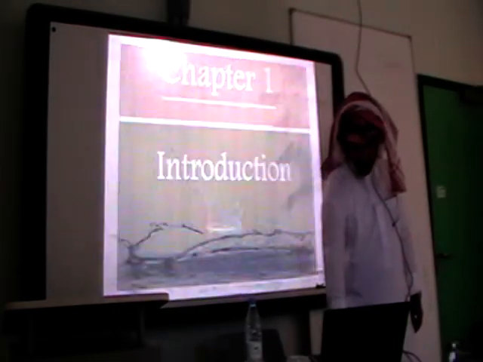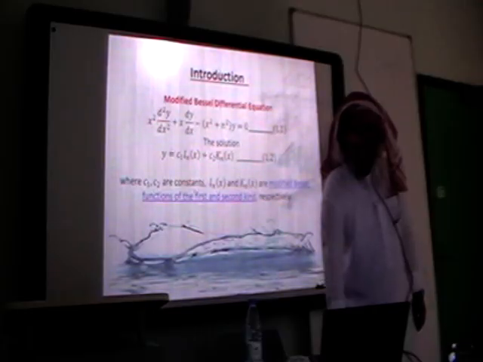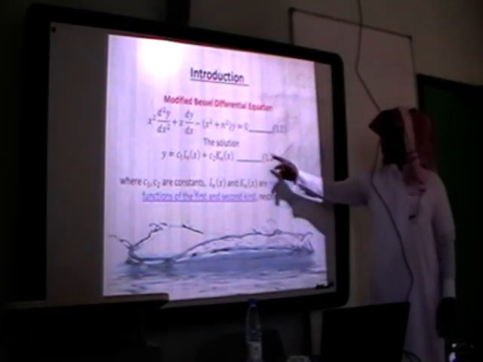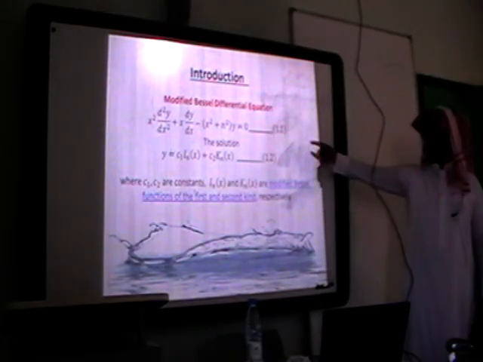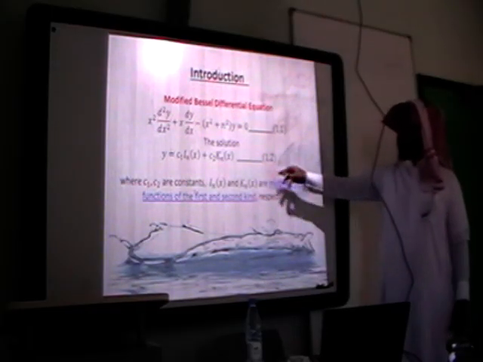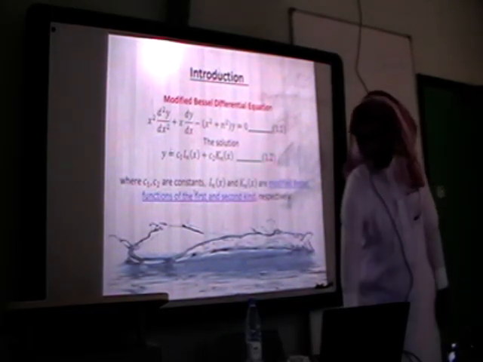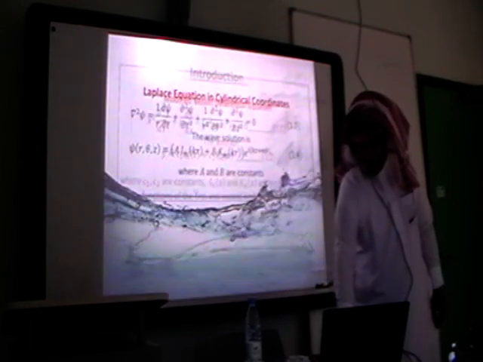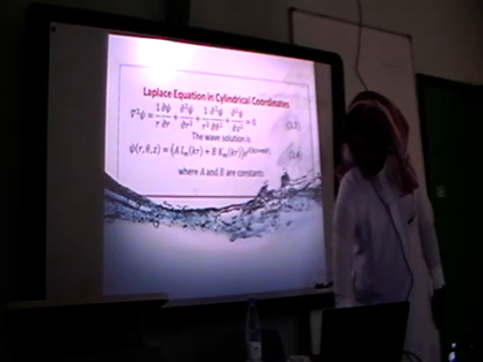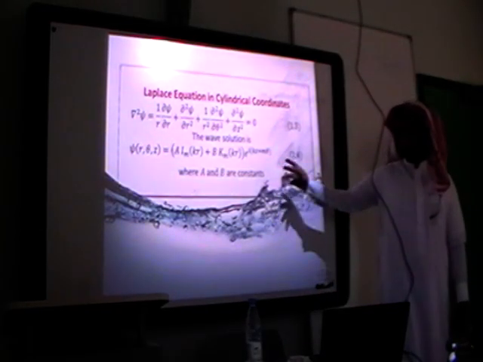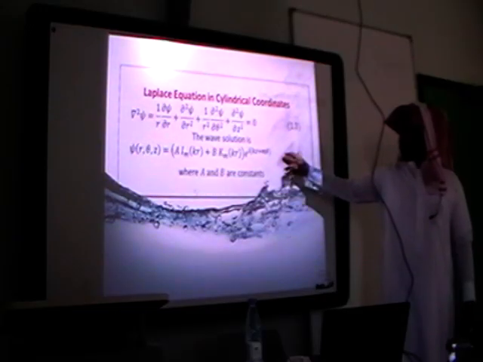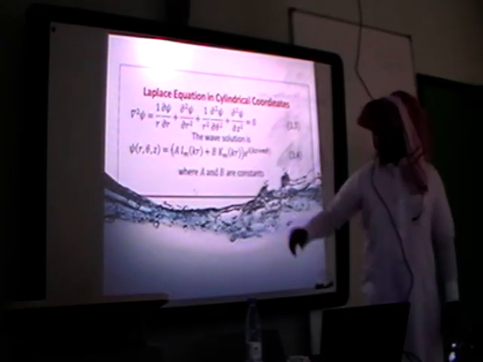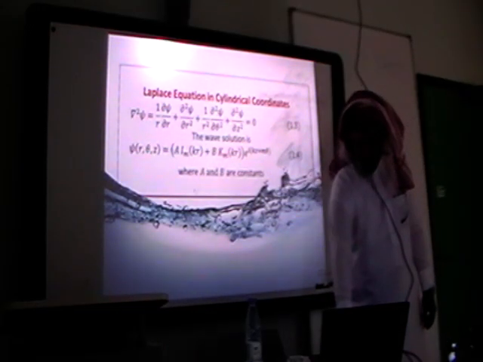In chapter 1, we have the modified Bessel function like 1.1. This is the solution for the modified Bessel equation, where C1 and C2 are constants and I and K are modified Bessel functions of the first and second kind. This is the Laplace equation in cylindrical coordinates. This is the solution for the wave solution, where A and B are constants.